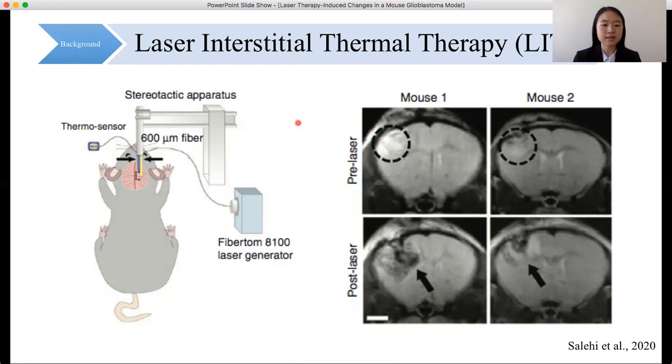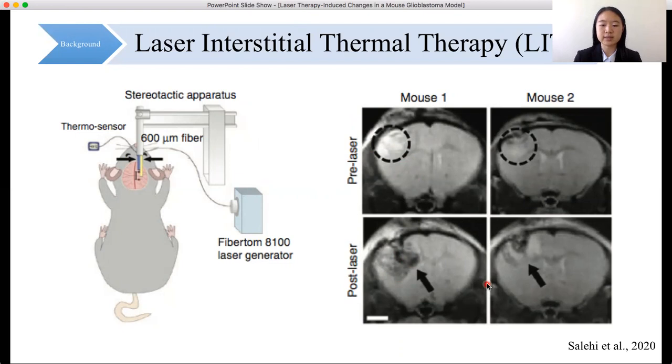So I studied this in the mouse model, and on the left we see a diagram of this laser probe, as well as a thermosensor that gives live readings of the temperature in the surrounding area. And that is how I monitor the laser pulses that I'm delivering. On the right are representative MRI scans from 2 mice that were injected with tumors and then ablated with laser therapy. And we can see that there's a characteristic necrotic core.